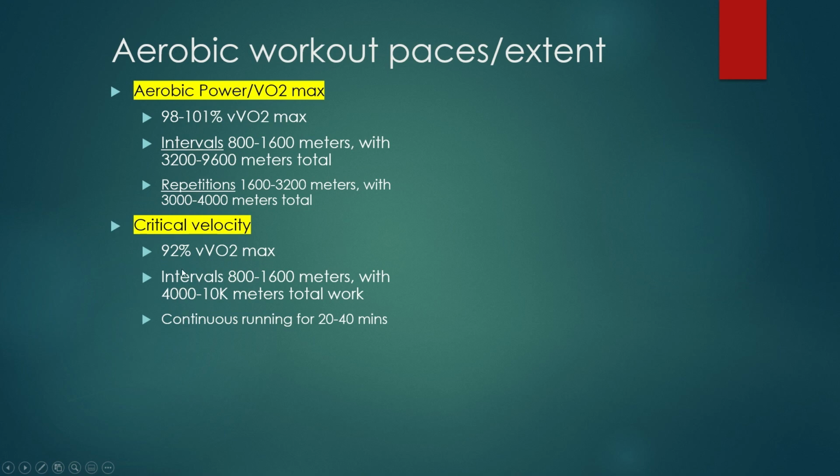But you would typically also do a little bit more, so you wouldn't want to do 2 miles worth of 10K pace. You might go 4,000 for somebody who's getting used to it. You could go out to 10,000 meters. Again, just like with VO2 max, that would be really asking a lot, but you potentially could. And you can also do them as continuous running, 20 to 40 minutes total.